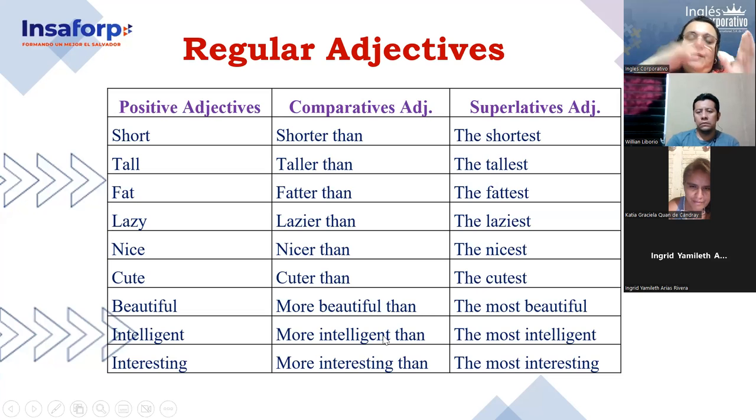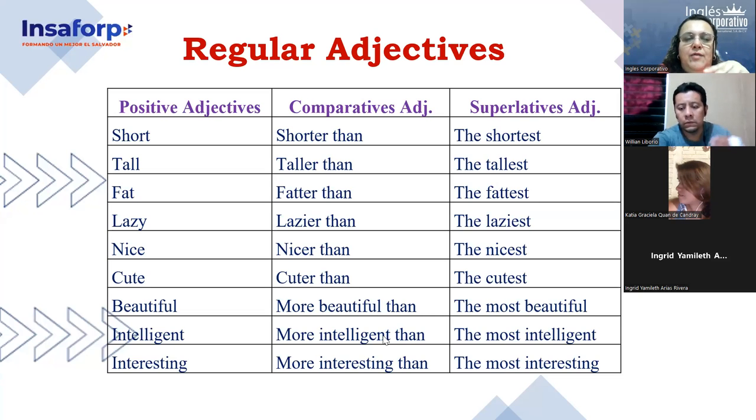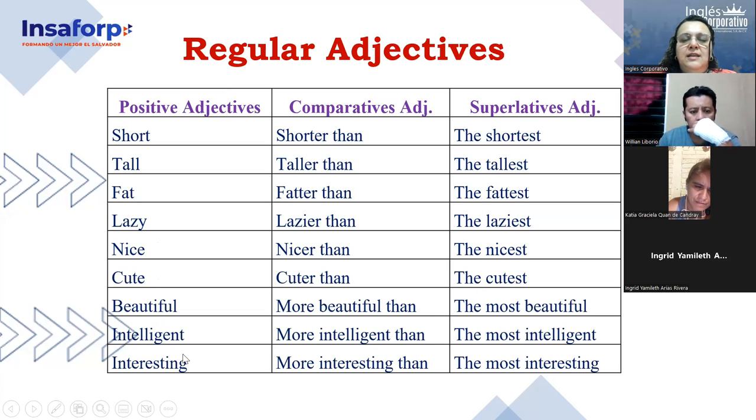Now, we have regular adjectives and we have irregular adjectives. Regular adjectives, these are some of the examples. The positive adjective: short, tall, fat, lazy, nice, cute. Those are short adjectives. And the other ones are long adjectives: beautiful, intelligent, interesting. Okay? Now, the comparative forms.